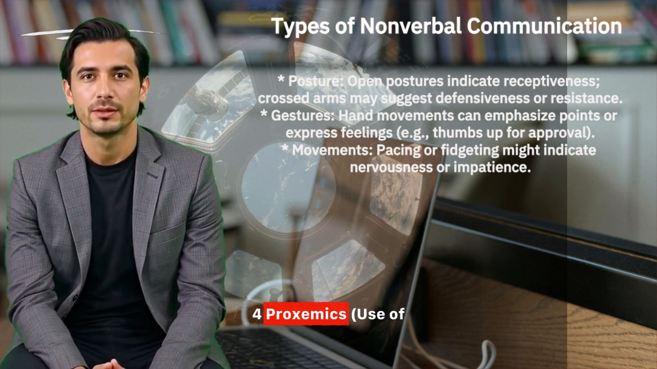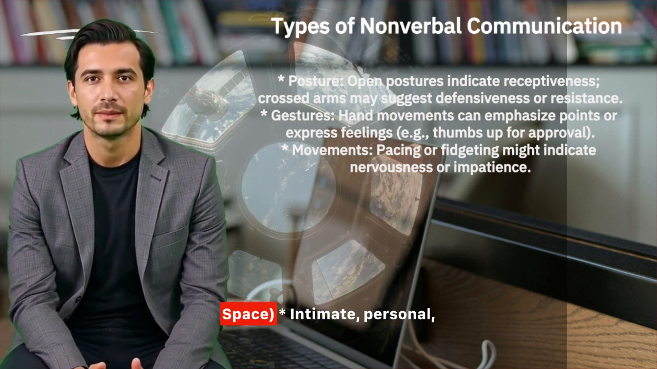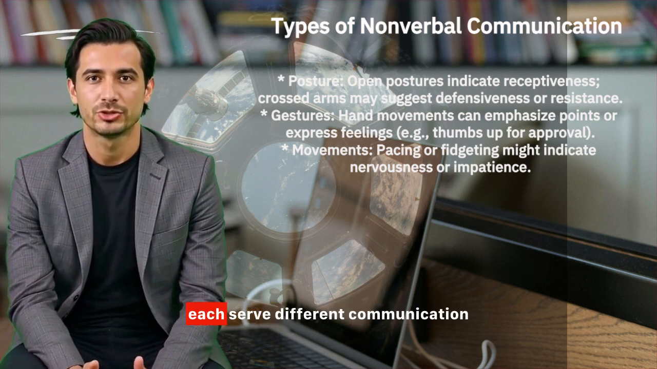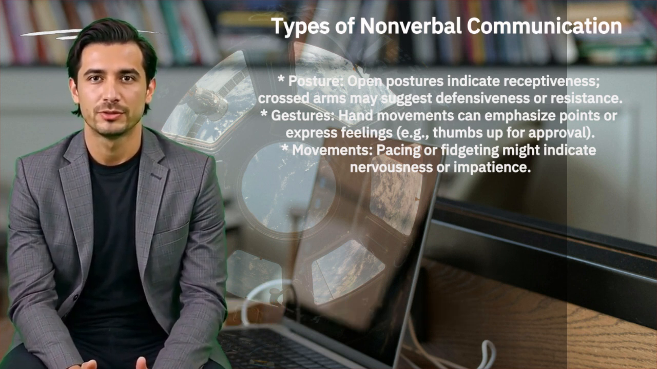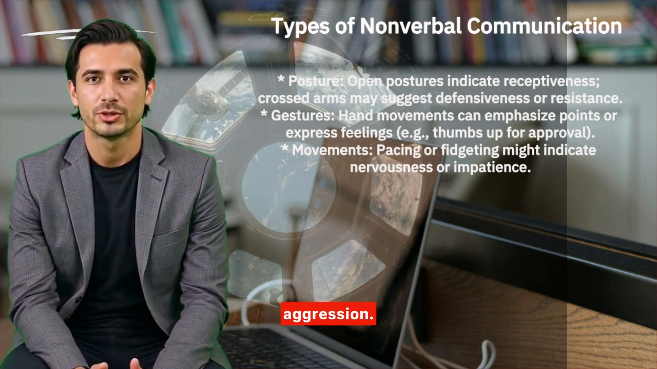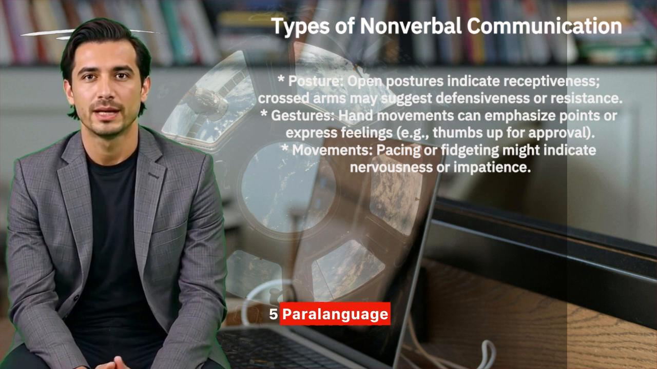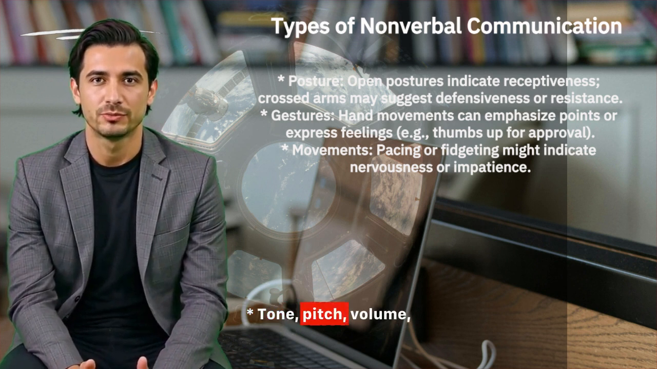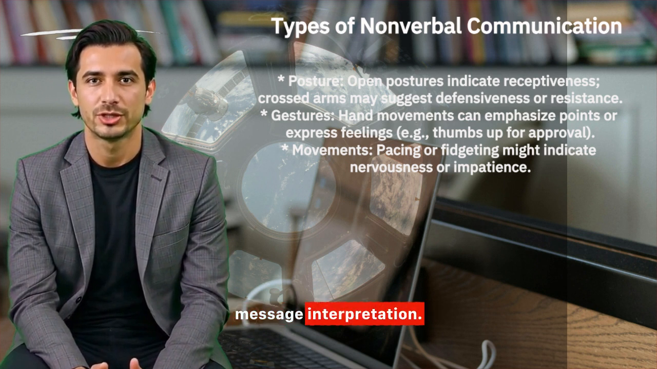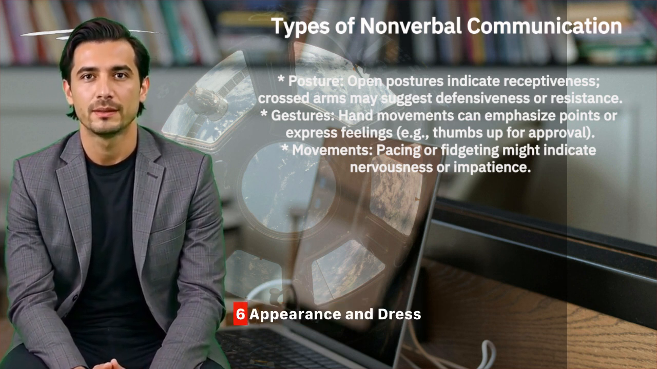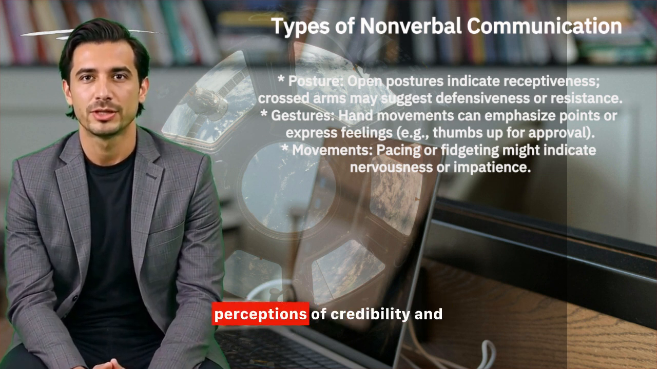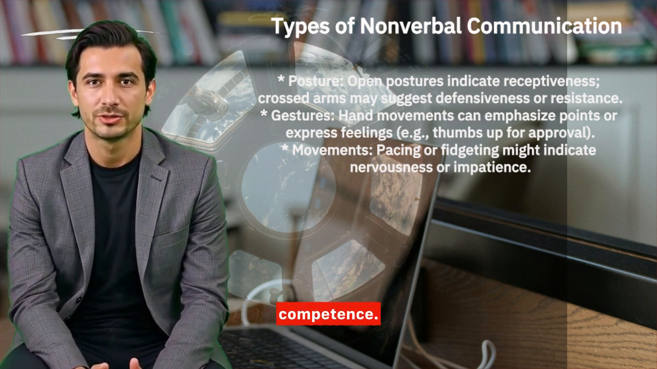4. Proxemics, use of space. Intimate, personal, social, and public distances each serve different communication functions. Invading personal space can cause discomfort or aggression. 5. Paralanguage. Tone, pitch, volume, and speaking rate fall under paralanguage and affect message interpretation. 6. Appearance and dress. Professional attire influences perceptions of credibility and competence.